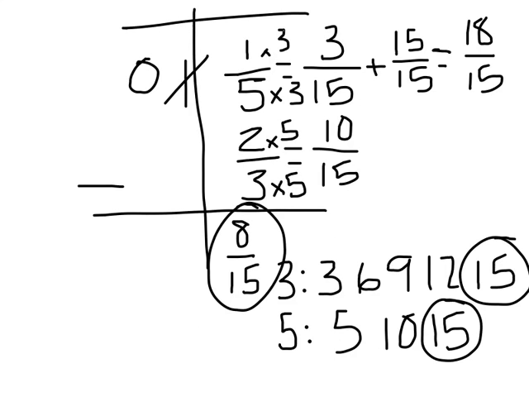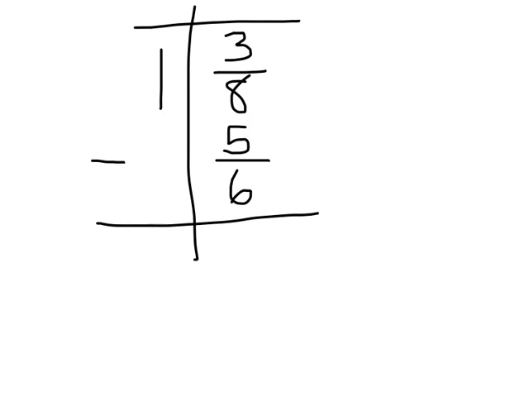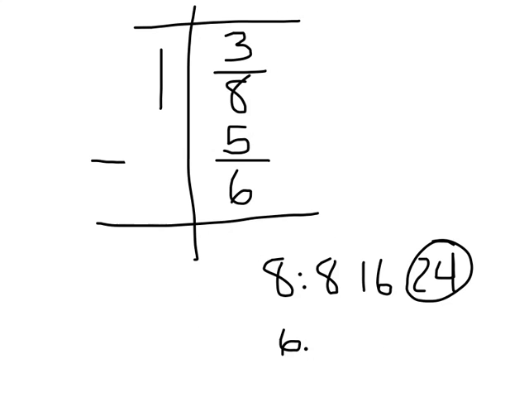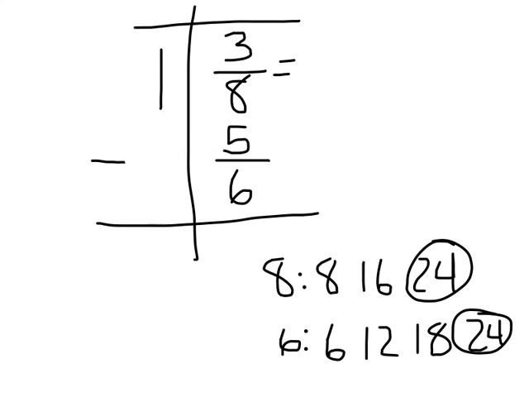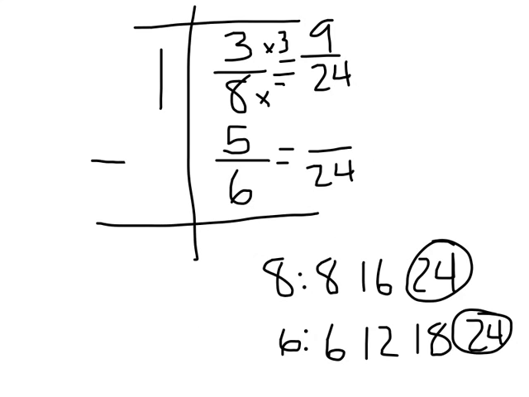Let's look at another example. 1 3/8 minus 5/6. First, what's the least common denominator? It's 24. Change 3/8 so that the denominator is 24. 3/8 is equal to 9 over 24. Change 5/6 so that the denominator is 24.